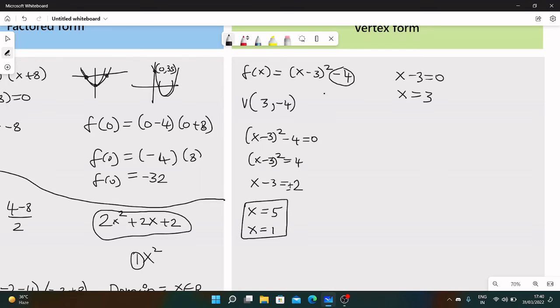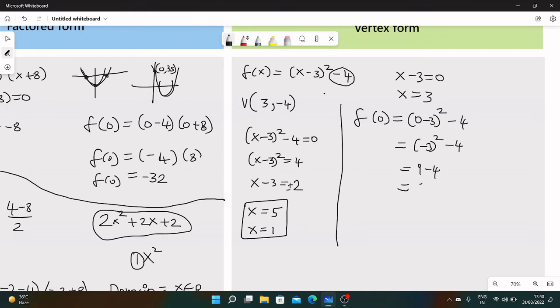Those are our x-intercepts. Now let's go to the y-intercept. We have to do it the same way. f of 0 equals (0 minus 3) squared minus 4. Simple. Minus 3 squared minus 4. That is 9 minus 4, and what will that give us? 5. f of 0 is 5.